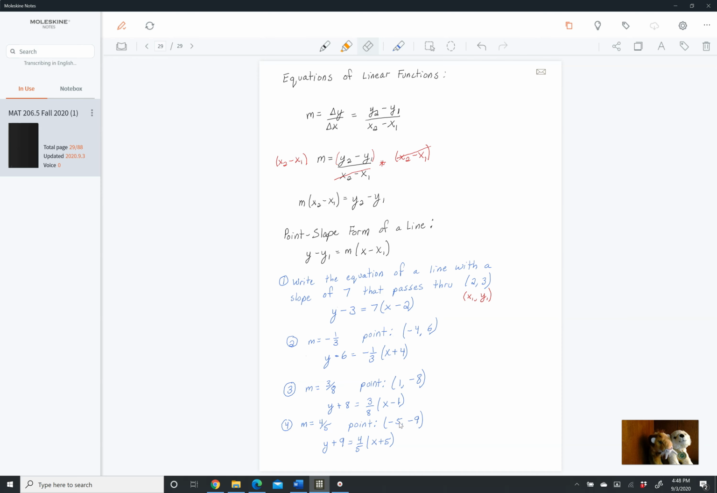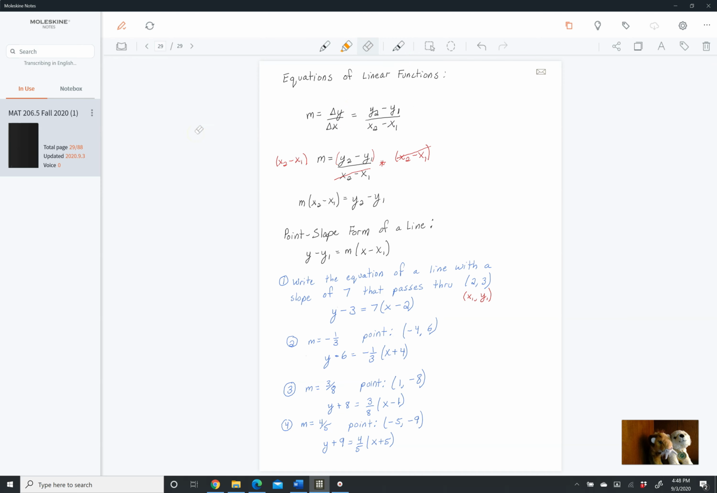Okay, from here, we can do something called the slope-intercept form. And this is your y equals mx plus b. This is what you're familiar with. Okay, slope-intercept form. So let's talk about how you get slope-intercept form. Where does it come from? It actually comes from point-slope form.